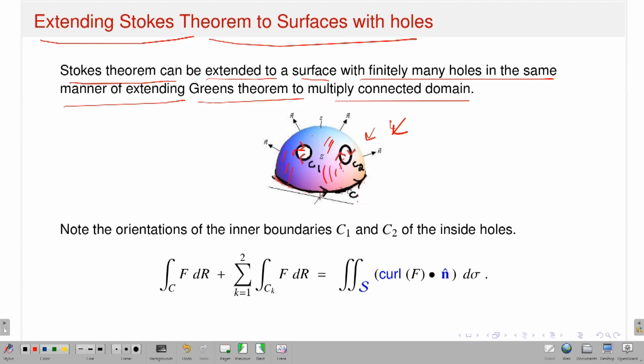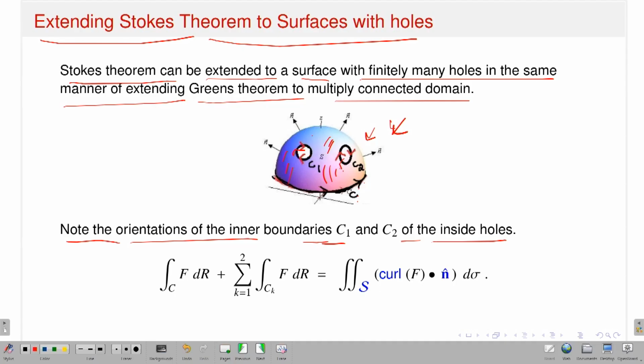Once I have this kind of surface, note the orientations of the inner boundaries C1 and C2 of the inside holes. So these are actually clockwise orientations.